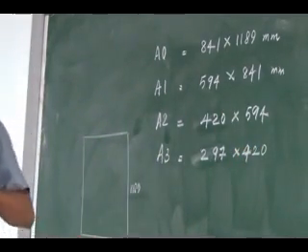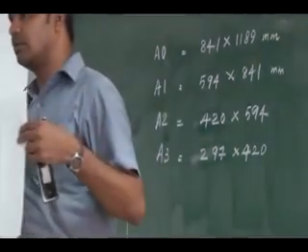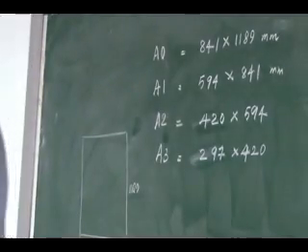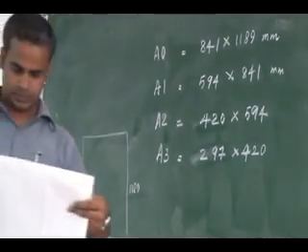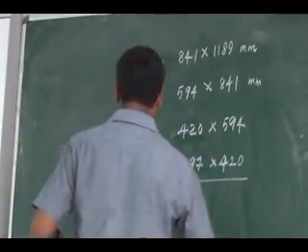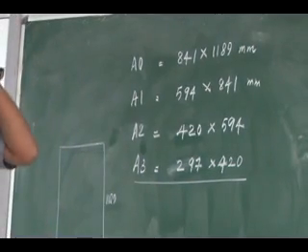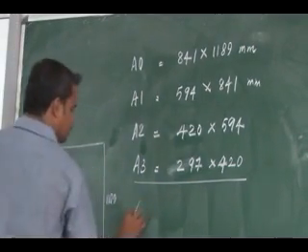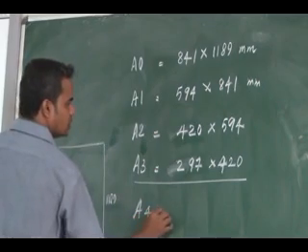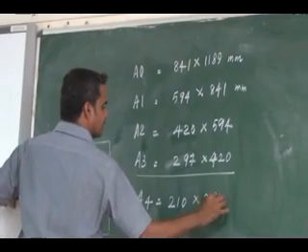The A3 drawing sheet is the size you are going to use in this semester. Suppose I fold it again, I will get an A4 size. The A4 size drawing sheet is 210 by 297.